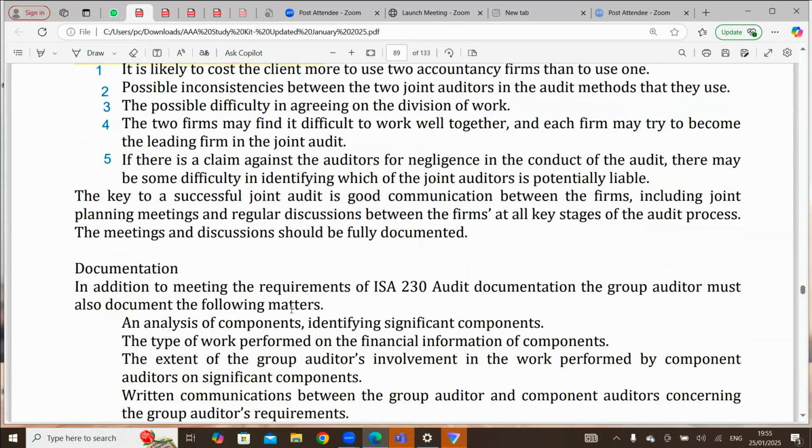Now, we are saying here that the key to a successful joint audit is good communication between the firms, including joint planning meetings and regular discussions between firms at all key stages of the audit process. It's very important that there is good communication between firms at different points in the audit.